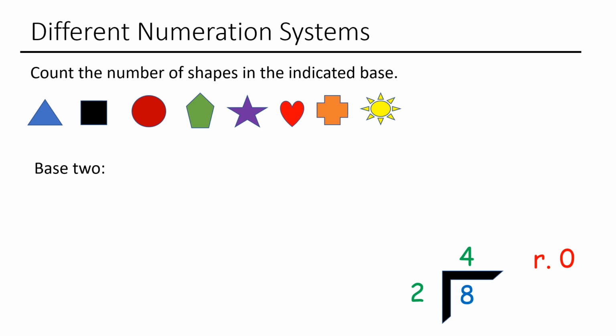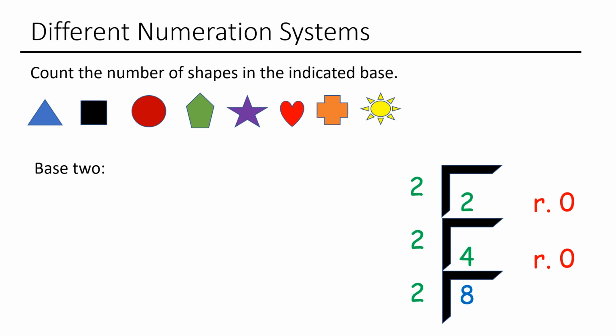Now, am I done? No. So I'm going to divide by 2 again. This 2 will go into 4 2 times, and it divides evenly. So I get a remainder of 0 again. And I'm still not done because this is not a 0. So I have to divide again. So 2 divided by 2 is 1. And it divides evenly. So I get a remainder of 0.